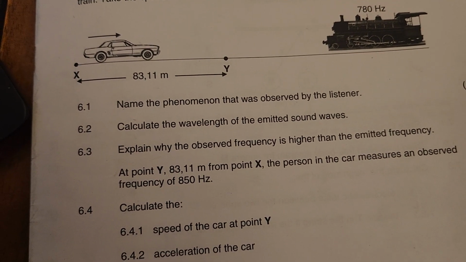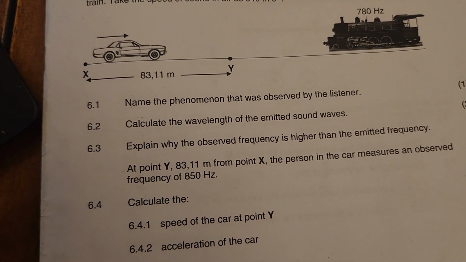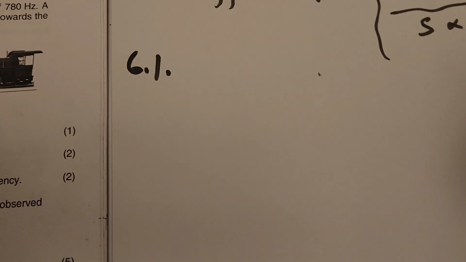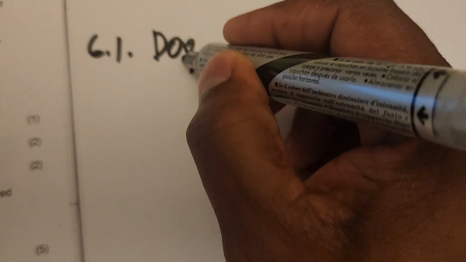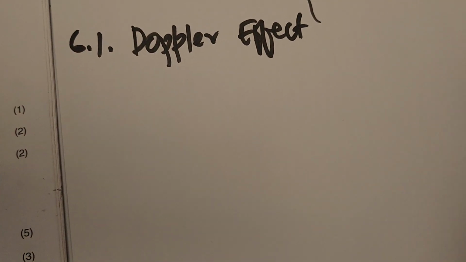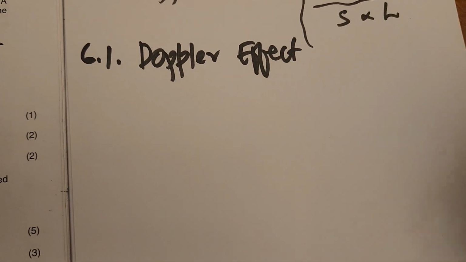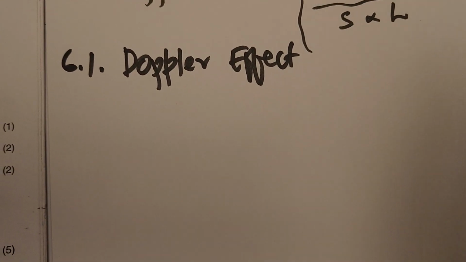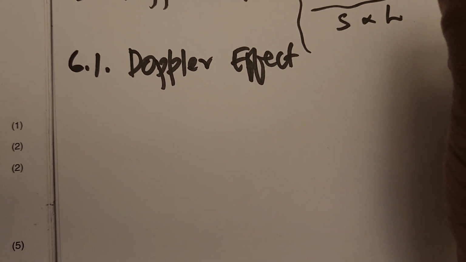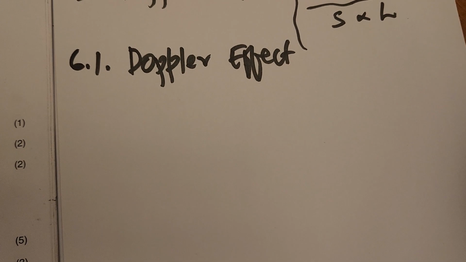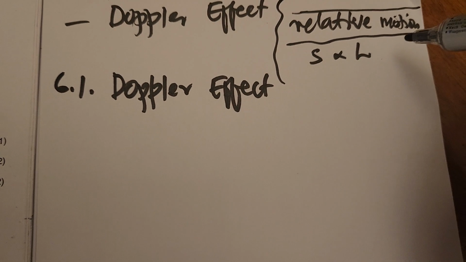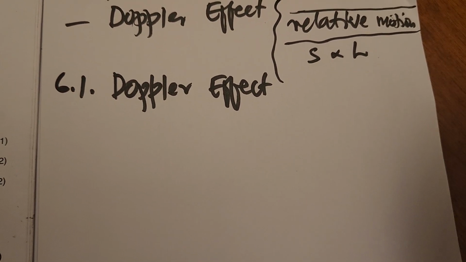The first question, which is number 6.1, says name the phenomenon that was observed by the listener. We were in the section of Doppler anyway. That was a bonus mark. Doppler effect. Remember, in some cases, you can be asked to define Doppler. So Doppler is the change in frequency of sound as detected by the listener, due to the listener and the sound source moving relative to one another.